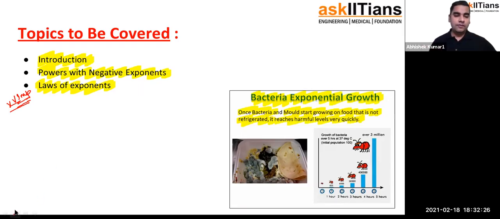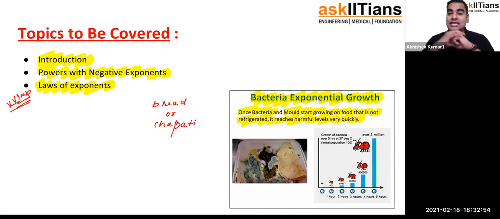Okay, you bought bread at your home, maybe bread or maybe let's say chapati, that is there at your home, and you left that chapati or a slice of bread unrefrigerated, without refrigeration, for some days. What is going to happen in that situation? You will see bacteria or molds growing over it, and you will see that they increase in number very fast.